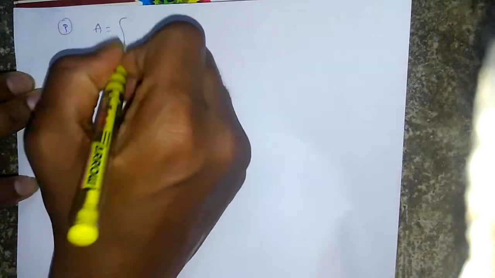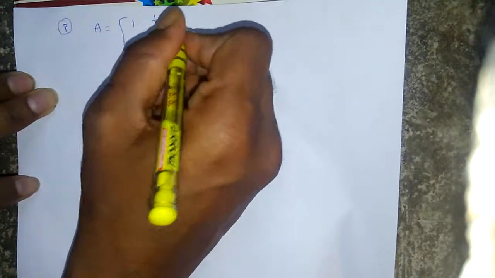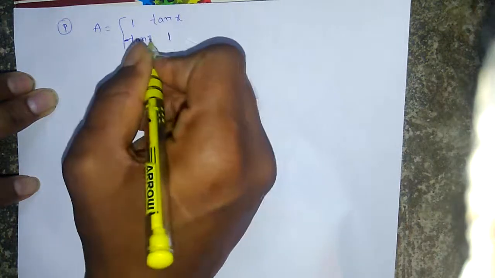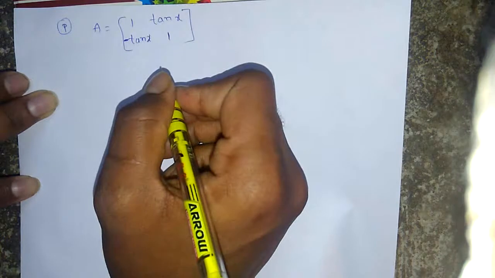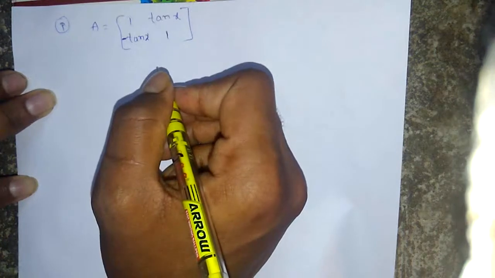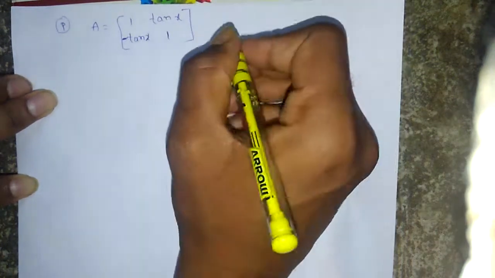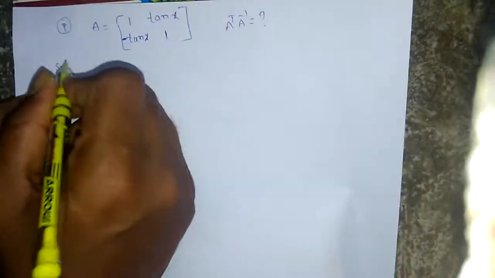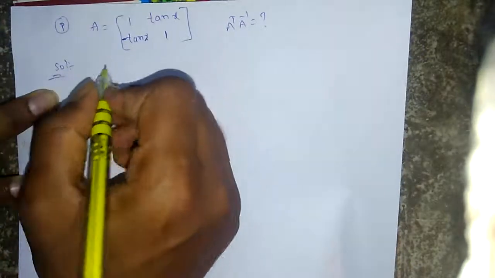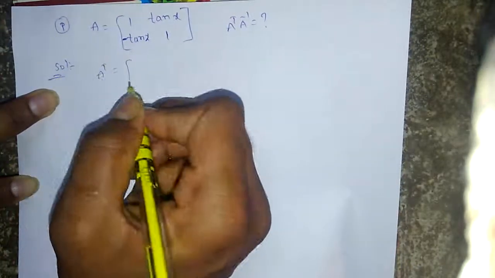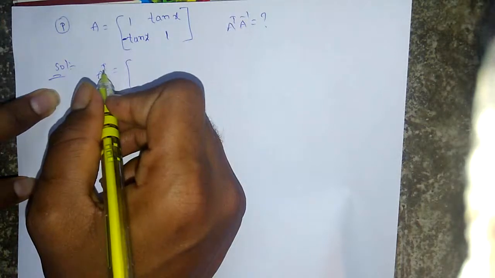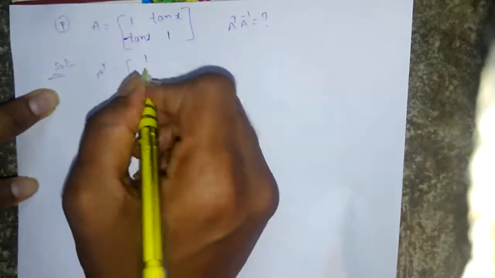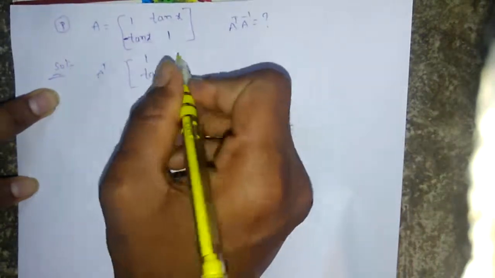Next, A is equal to the matrix [1, tan x; minus tan x, 1]. You need to find here A transpose into A inverse. First, A transpose means you need to change the rows and columns, that is [1, minus tan x; tan x, 1].